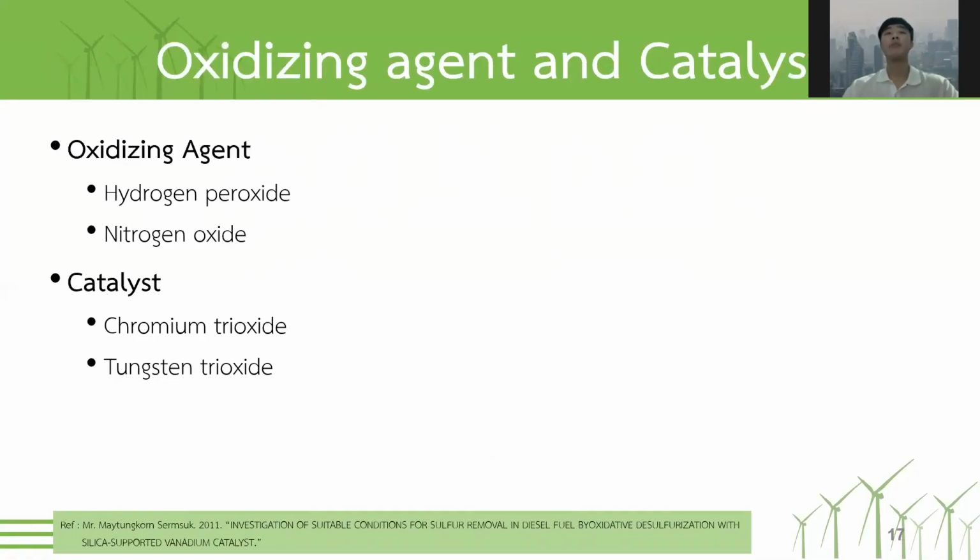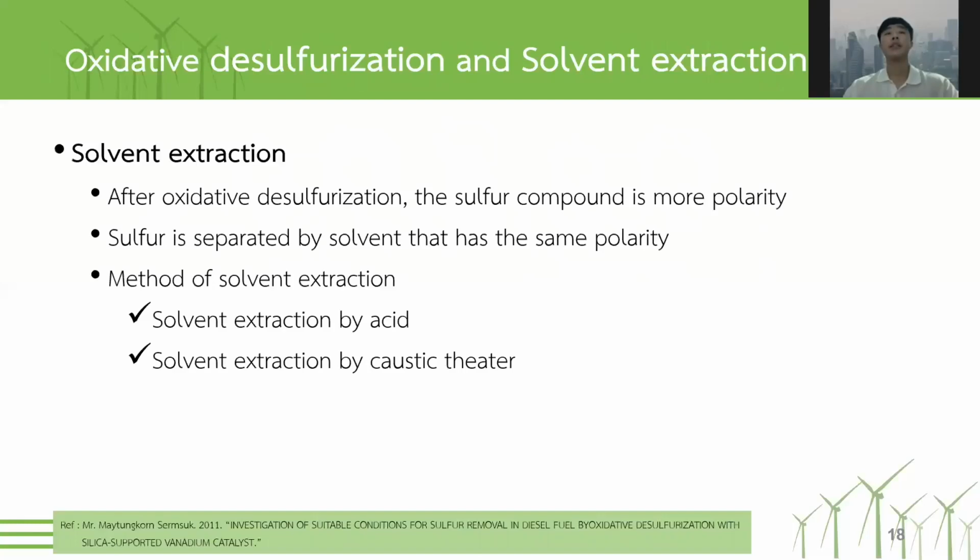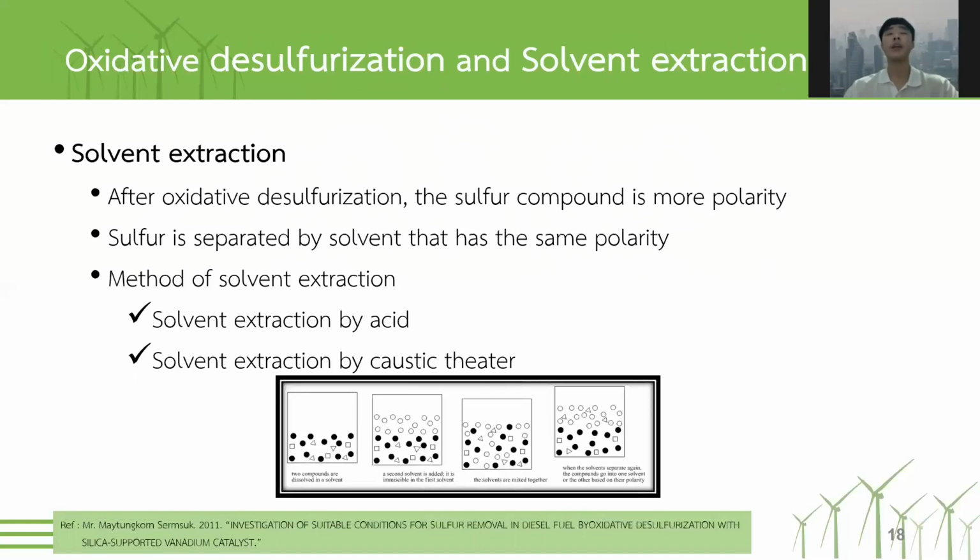Okay, I want to give you more examples about oxidizing agents, that is hydrogen peroxide or nitrogen oxide. And examples of catalysts are chromium trioxide or tungsten trioxide. Okay, and next is solvent extraction. After oxidative desulfurization, the sulfur compound has more polarity. Then the sulfur is separated by a solvent that has the same polarity. And there are two methods of solvent extraction, that is extraction by acid or extraction by caustic treatment.